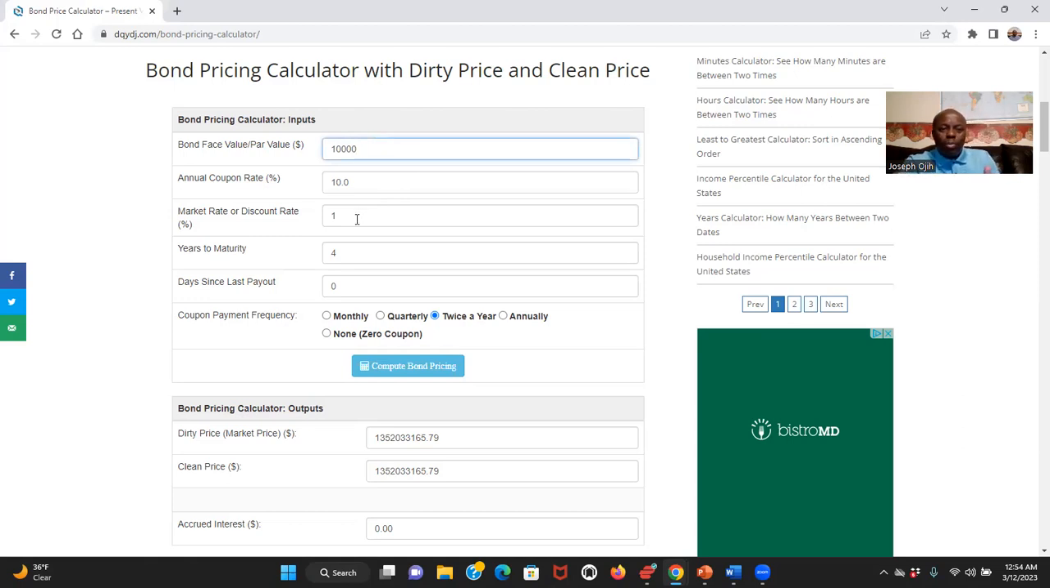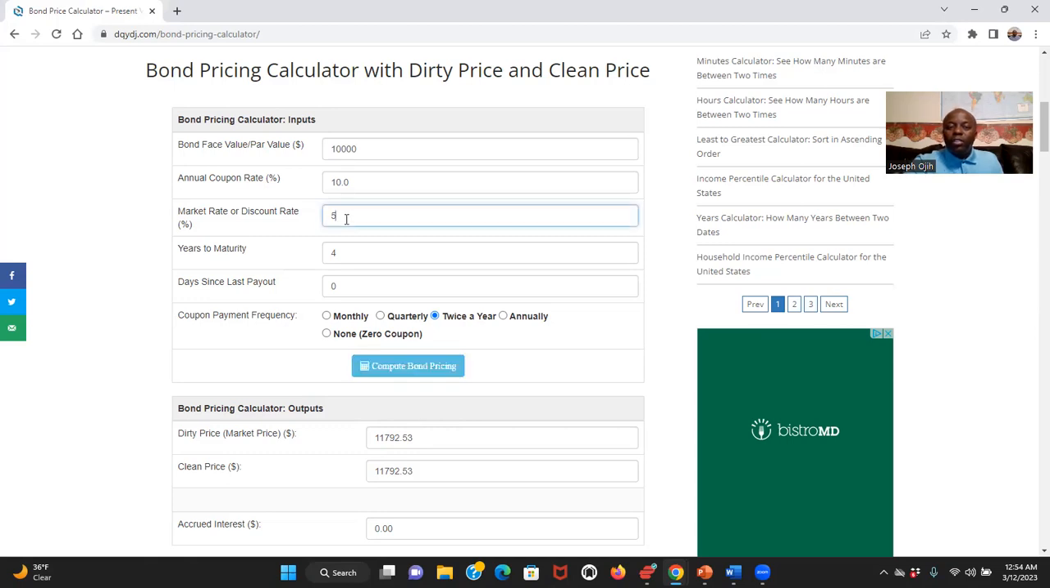So the interest rate is 1%. If you click, you see it is worth $13,520. Now, if the interest rate is raised to 3%, watch out, the value will go down. See, it went down to $12,620. So when you increase the interest rate, the bond price declines. If the interest rate went to 5%, for example, it went down to approximately $11,792.